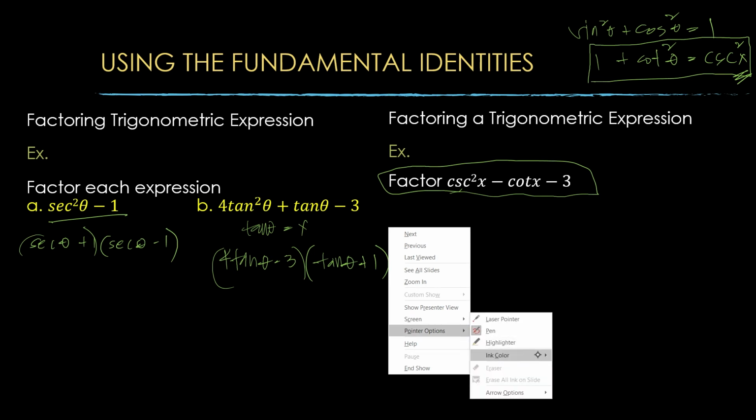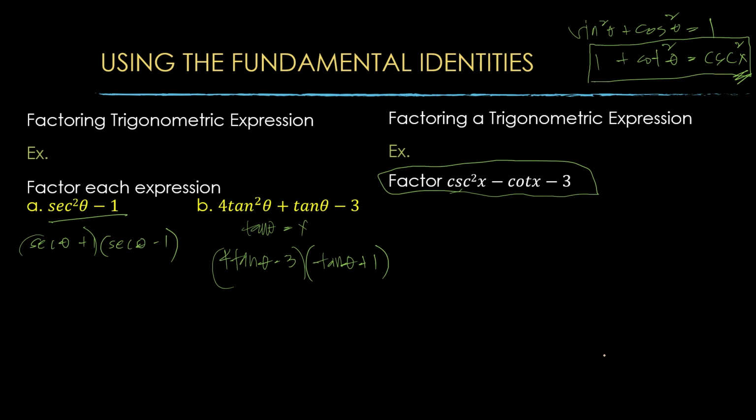So how did we solve this problem? Since we know the value of our cosecant x squared, we can just substitute that. So that will become 1 plus cotangent of, this shouldn't be theta, that should be x. So this will become 1 plus cotangent of x squared minus cotangent of x minus 3.